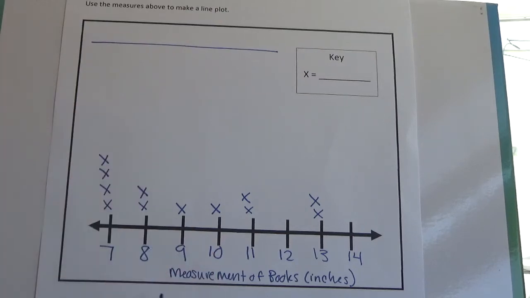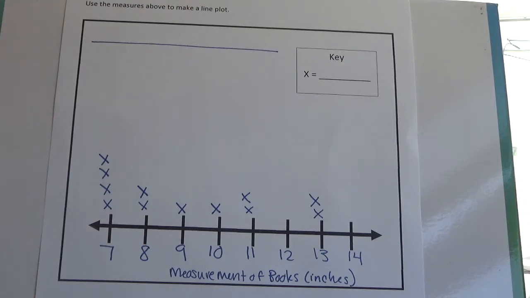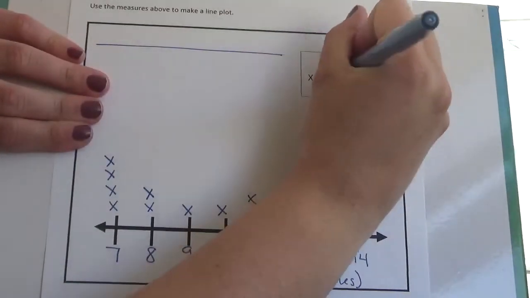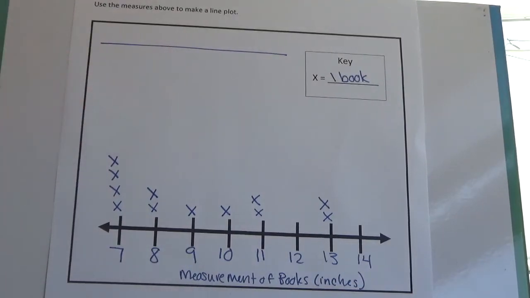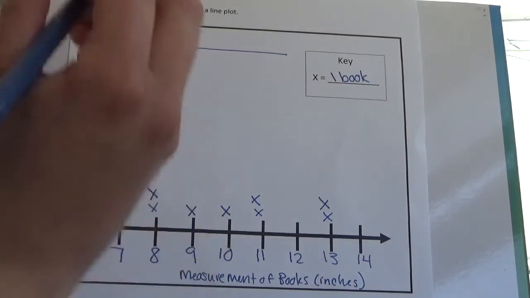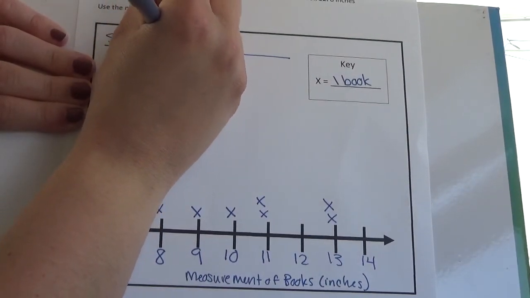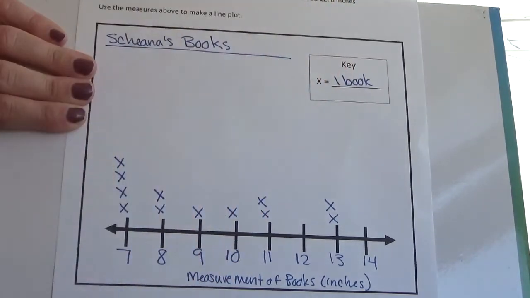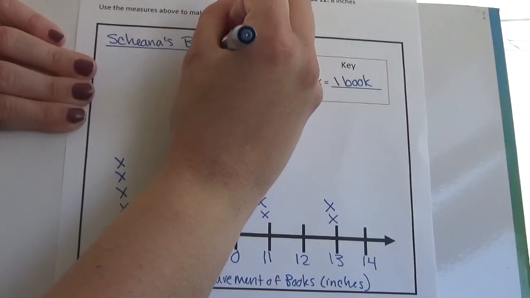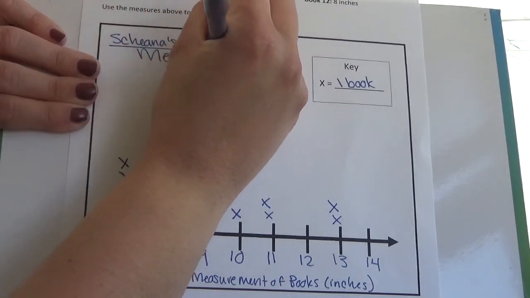Awesome. So I wrote my label on the bottom, I started with the numbers, and then I drew my X's. What does each X represent? Hopefully you realize that each X represents one book. And the numbers down here represents the measurement of those books, how tall these books are. So I'm going to write for my title, Sheena's Books. Sheena's book measurements. Knew I was missing something.